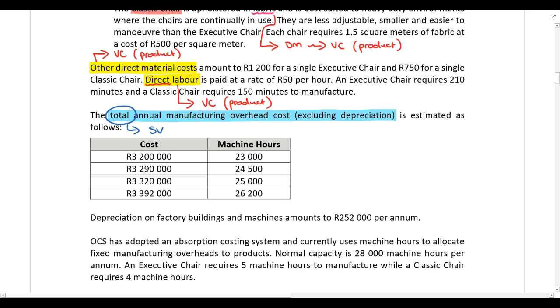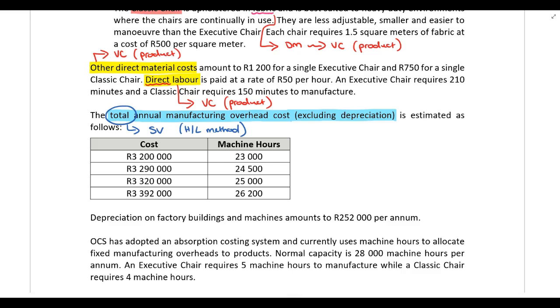If you are given a semi-variable cost, you need to split it into its fixed and variable portions before we can perform any calculations. So we are going to have to split this cost. And based on the information that's been provided over here, we'll be able to split this cost using the high-low method. How do I know that I can use the high-low method to split the cost? Because I've been given various different costs and various different output levels. So I'm going to pick the high and the low output level with the corresponding high and low cost, and I'm going to split this cost into its fixed and variable elements.